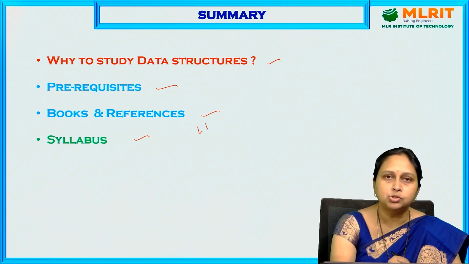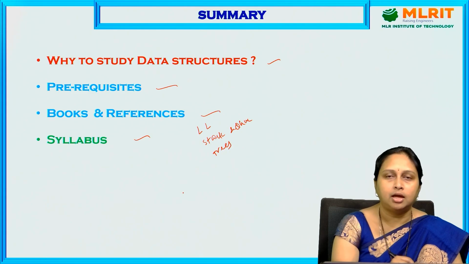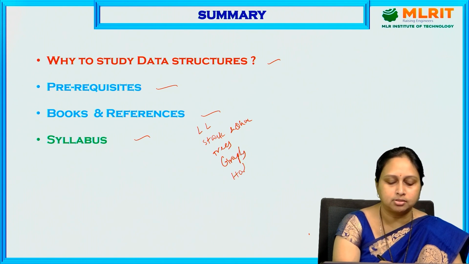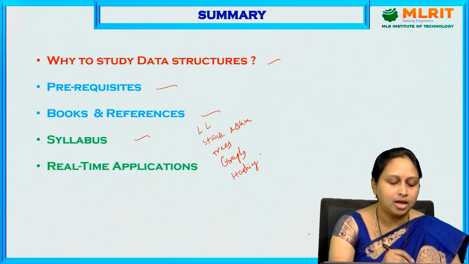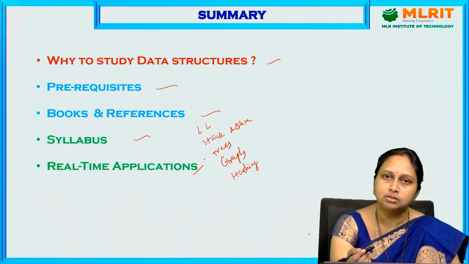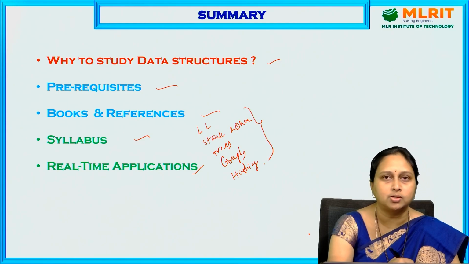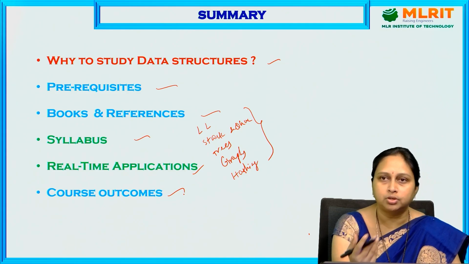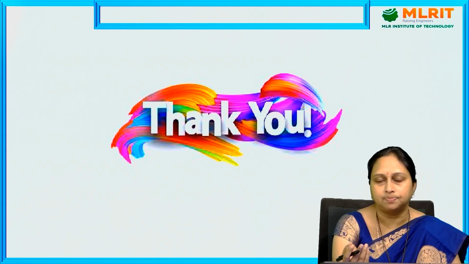One is linked list, another is stacks and queues, and then we are going to discuss trees, and then graphs, and the last one is hashing techniques. These are the 5 different units we are going to cover in this syllabus. We have also seen the real-time applications of data structures for all these 5 concepts. And we have seen the course outcomes, what the student is going to learn at the end of the course.